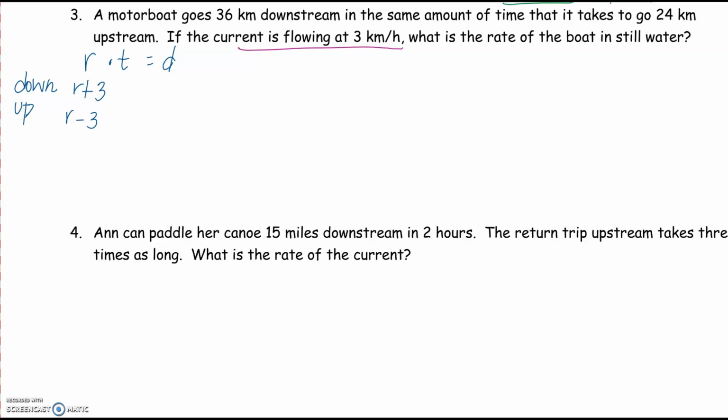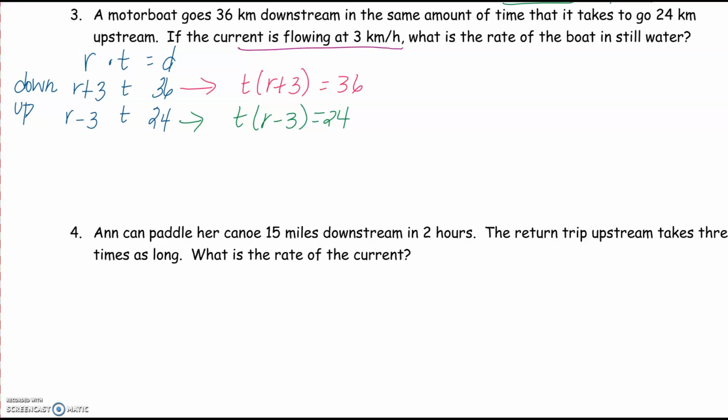What is the rate of the boat in still water? Do we know the time? We sure don't. That's staying T. Do we know the distance? Yes, we go 36 kilometers downstream, but only 24 kilometers back upstream. This top equation becomes T times the sum of R and 3 equals 36. The equation below it becomes T times the difference of R and 3 equals 24.